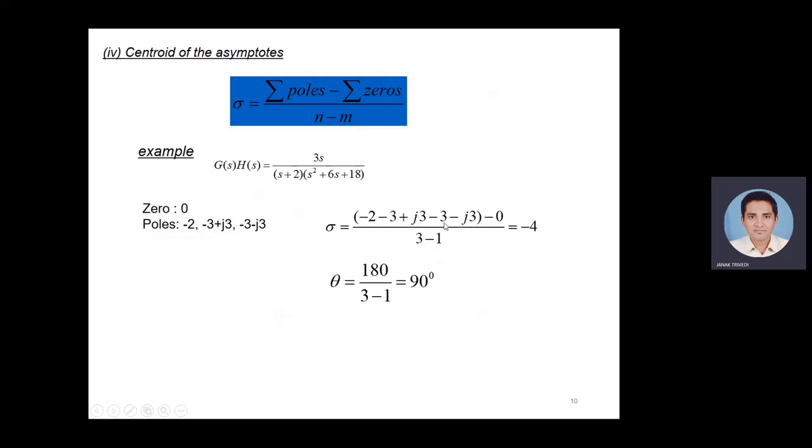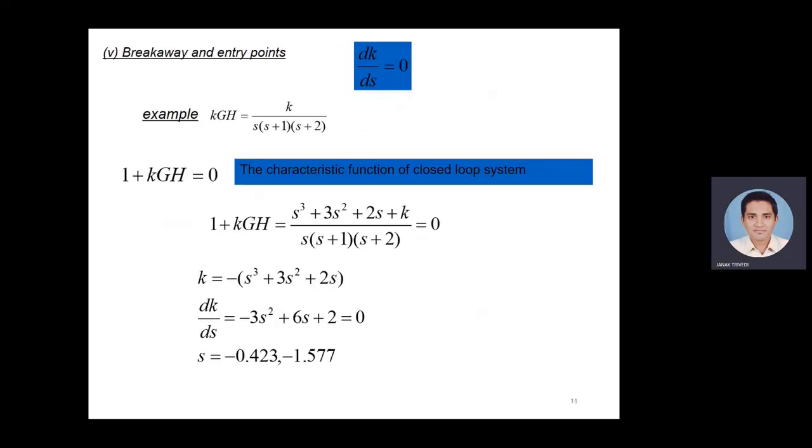So when you solve it, you get -4. So -4 is the centroid location, and theta in this case, from the previous equation, is 90. So -4 is the centroid and the asymptote is 90°. Then the breakaway point. In that case, you have to differentiate the gain equation, and finally you get the solution with the help of the Routh array.